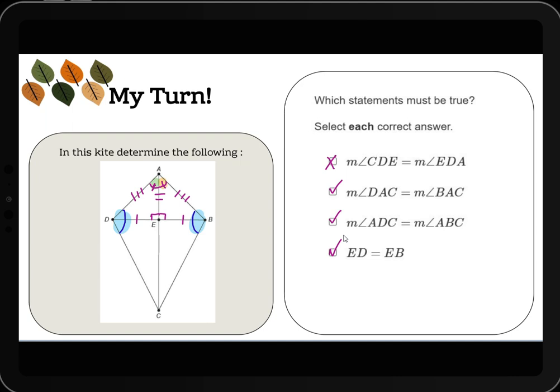And then lastly, to highlight this in an orange color, the entire segment that is DB has been bisected by that vertical diagonal. So those two parts there, which are represented as ED and EB, are in fact equal. That's why those three statements are true.